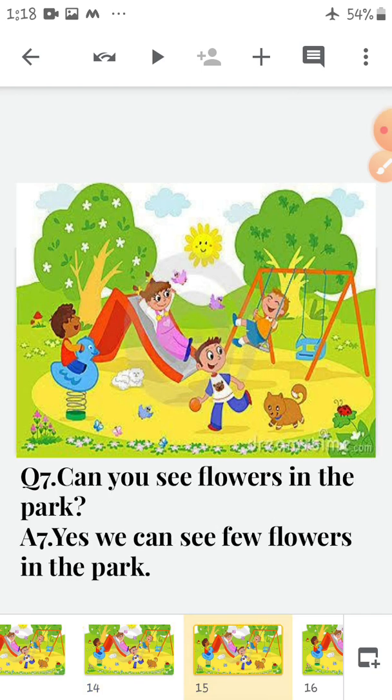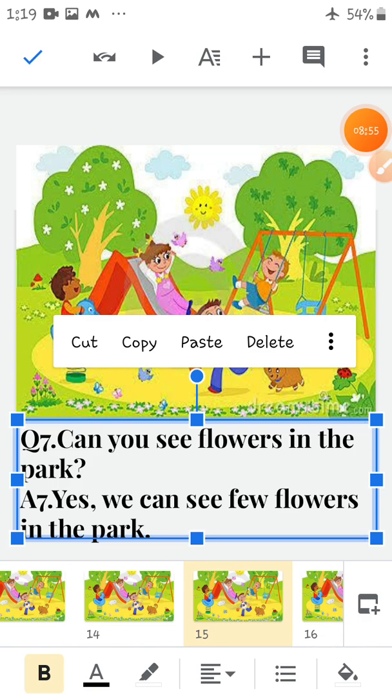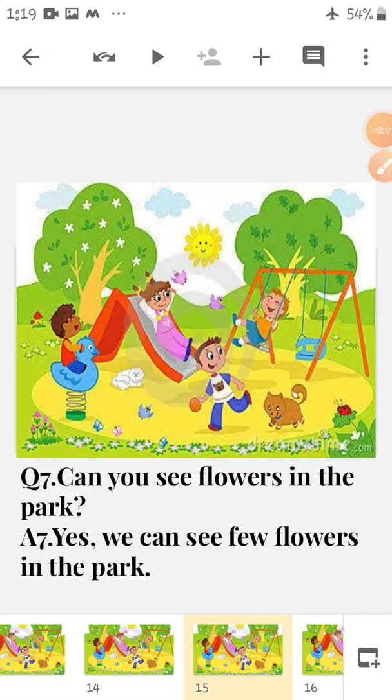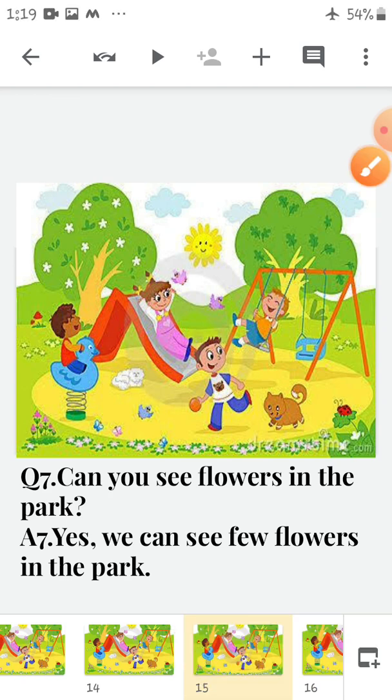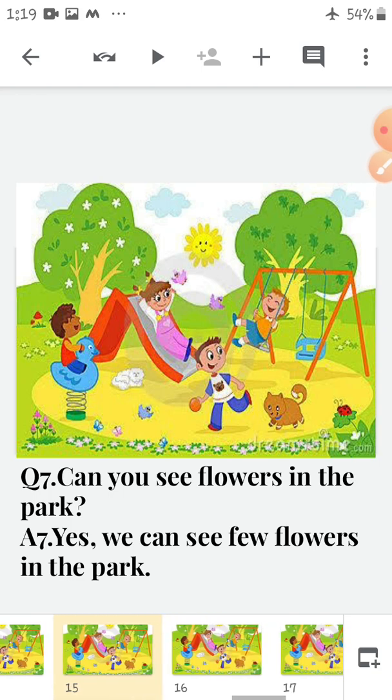Then, children, can you see flowers in the park? Can you see flowers in the park? Yes, we can see few flowers in the park. See, here are few flowers in the park. So, yes, we can see few flowers in the park. Okay.